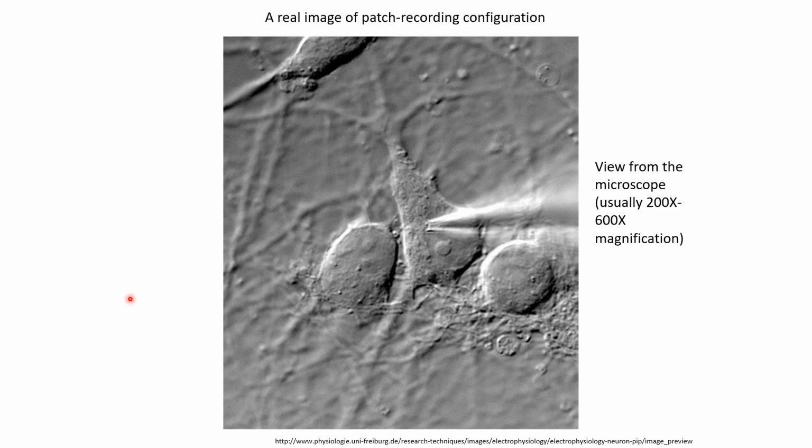So here is an example of what a real patch experiment looks like. We have a petri dish which contains some neuronal tissue, and this petri dish is placed under a microscope, so we are looking at the tissue from the top. You can see some neurons here. These oval or circular structures are the cell bodies, and from these cell bodies we can see branches of neurons coming out. These various dendrites and axons are coming out from the cell bodies.